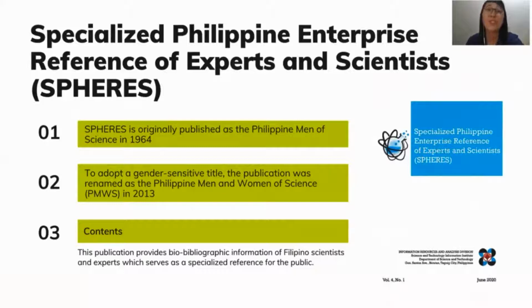Next, we have the SPEARS, or the Specialized Philippine Enterprise Reference of Experts and Scientists, which is originally published as the Philippine Men of Science in 1964 and renamed as the Philippine Men and Women of Science in 2013. So what's inside SPEARS? So are you curious about our Filipino scientists? So have you ever wondered what are their contributions in the country? Do you want to know more about our Filipino scientists? Well, if your answer is yes, SPEARS is the one for you. SPEARS provides biobibliographic information of Filipino scientists and experts, which serves as a specialized reference for the public.